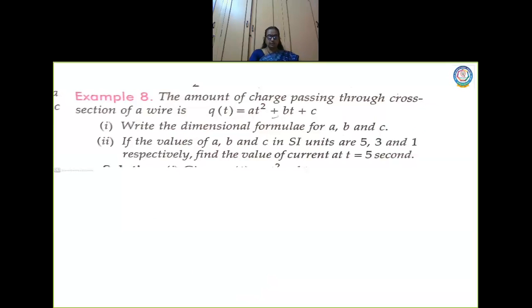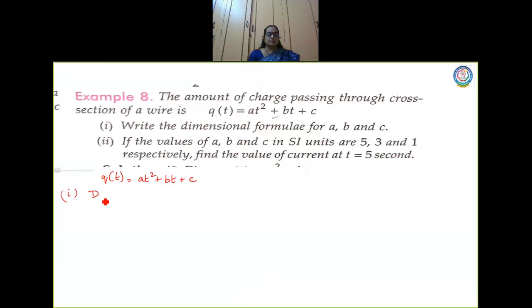Okay, now let us move on to the third problem. This is quite an interesting problem, children. Now Q of t of a wire is given as A t square plus B t plus C. The first question is, write the dimensional formula for A, B and C. Hope you remember dimensional formulas which you read in your 11th standard. So let us start with this, this is 1, right?